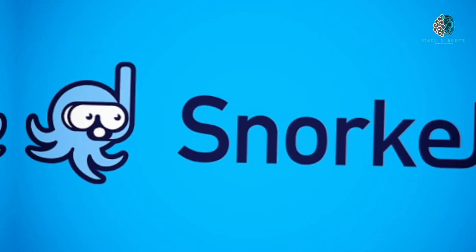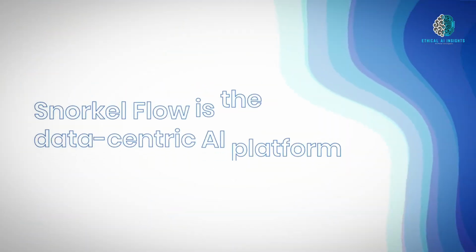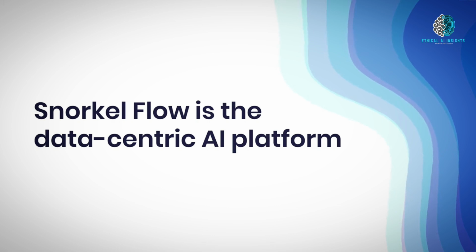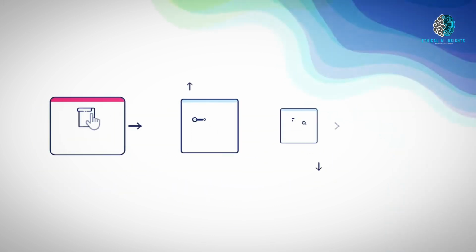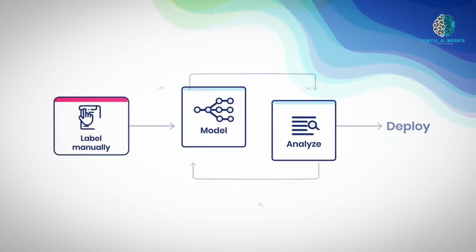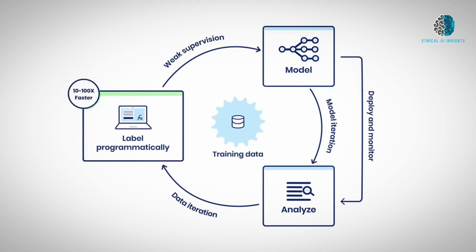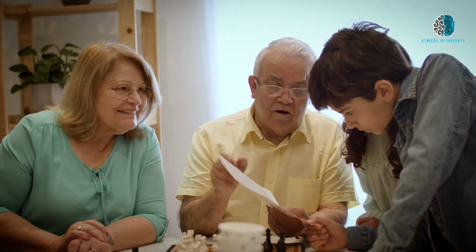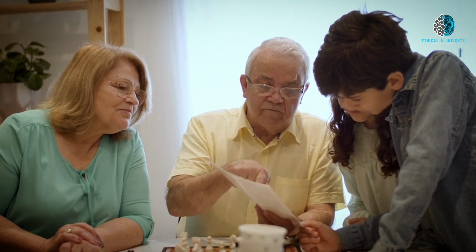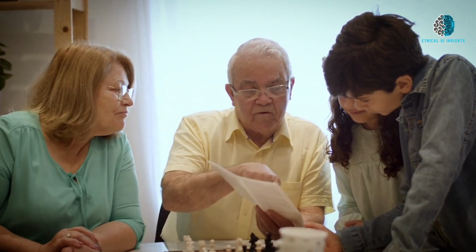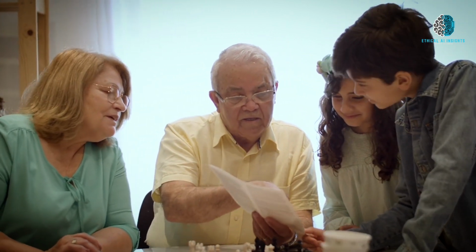First up is Snorkel. Snorkel is a data programming tool that lets you create labeled datasets using automated labeling functions. This can help reduce reliance on manual labeling, which is often prone to human bias. By using clear rules, we can ensure that labels are applied consistently across datasets.